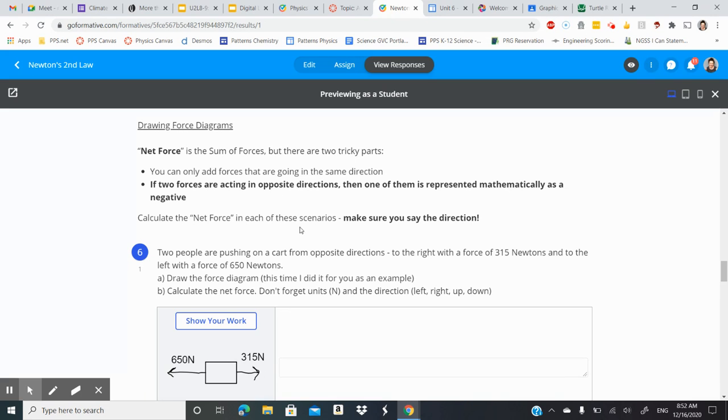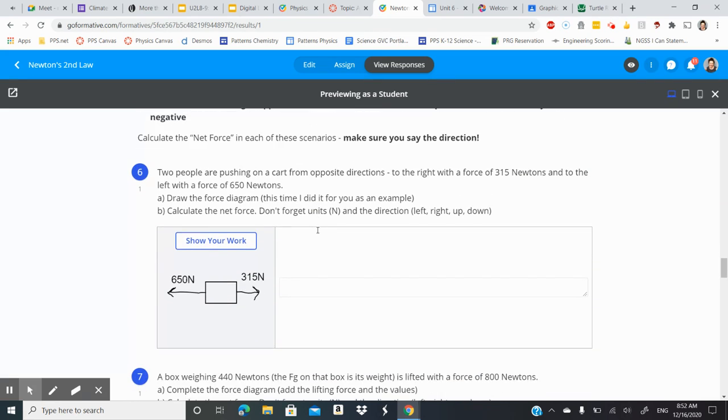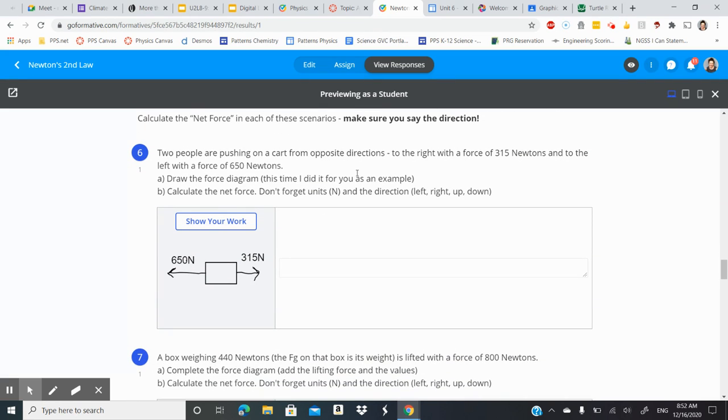Calculate the net force in each of these scenarios. Make sure you say the direction. Two people are pushing on a cart from opposite directions, to the right with a force of 315 newtons and to the left with a force of 650 newtons. Draw the force diagram. In this question, I did it for you so you could have an example of what a force diagram looks like. So you don't have to do A for this part.